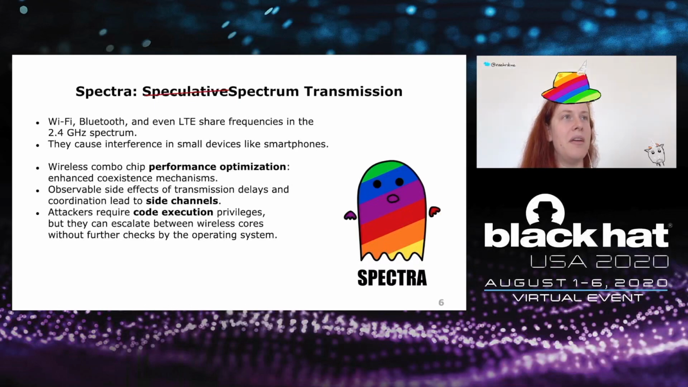Because they share the spectrum during the transmission, they somehow need to tell each other, I'm now using this and that frequency, I'm now sending a packet, because they cannot do it at once without causing interference. And this is also called a coexistence mechanism. And the idea was to use this for a side channel, for example, to speculatively transmit a packet in Wi-Fi or Bluetooth and then tell what the other one is doing. It got a bit broader in the end, so I would more call it a spectrum transmission by now, but yeah, whatever.